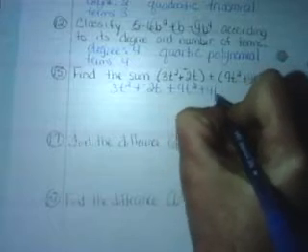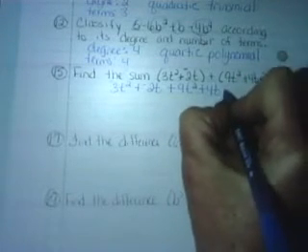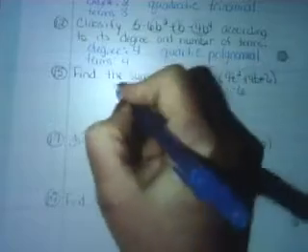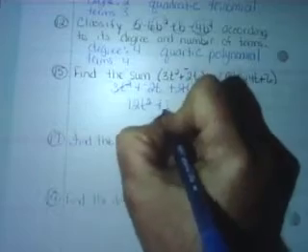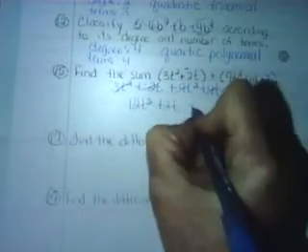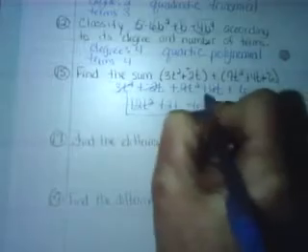9t squared plus 4t plus negative 6. Combine like terms, and 3t squared plus 9t squared gives me 12t squared. Negative 2t plus 4t gives me plus 2t. And then I have minus 6. And that's all we can do.